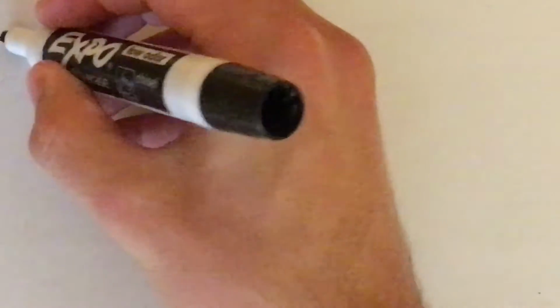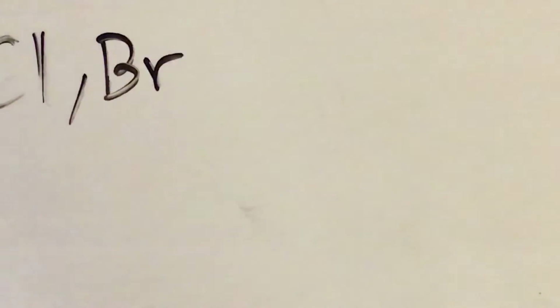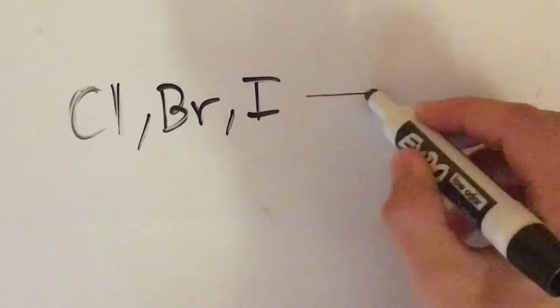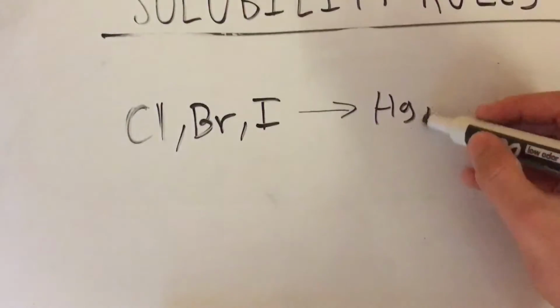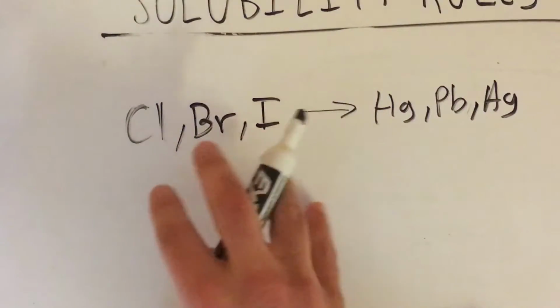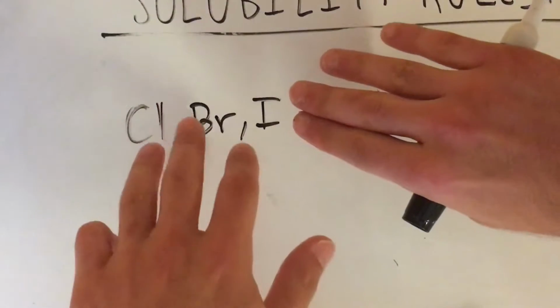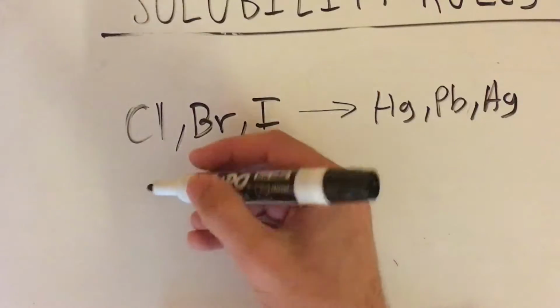So let me show you. If you have chlorine, bromine, let me zoom out a little bit. So you have chlorine, bromine, or iodine paired with, if they are paired with mercury, lead, or silver, then that would make it insoluble. So for the most part, these three elements are usually soluble, but if paired with any of these, it makes them automatically insoluble.